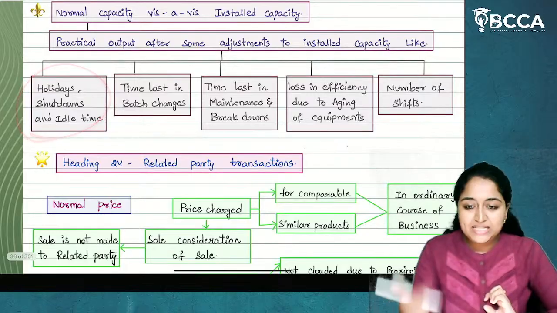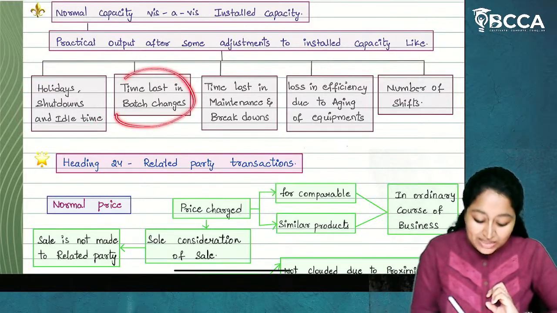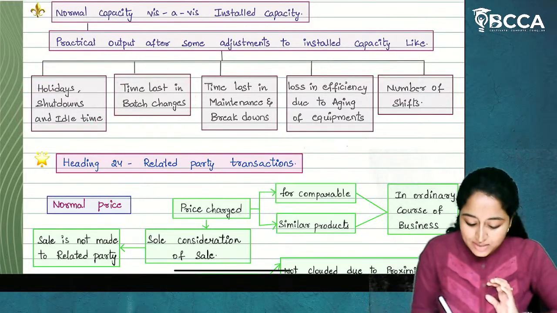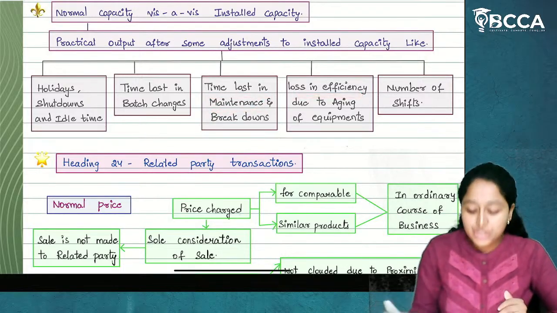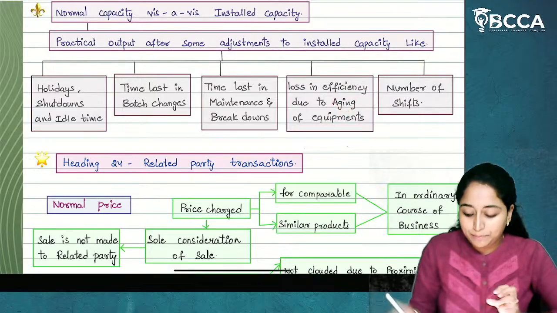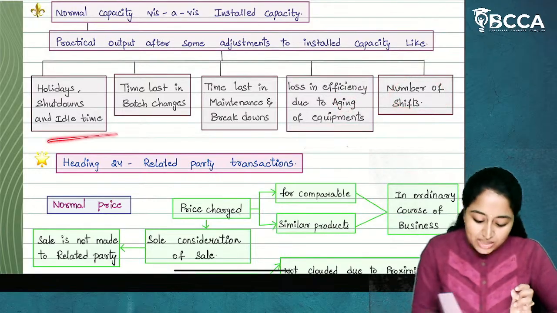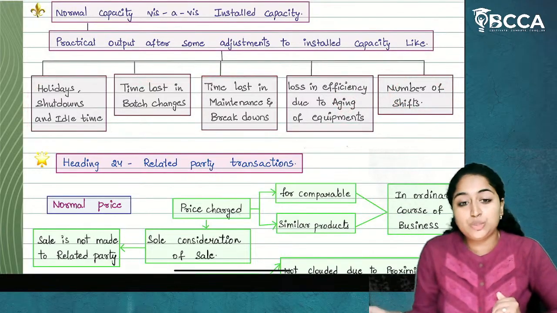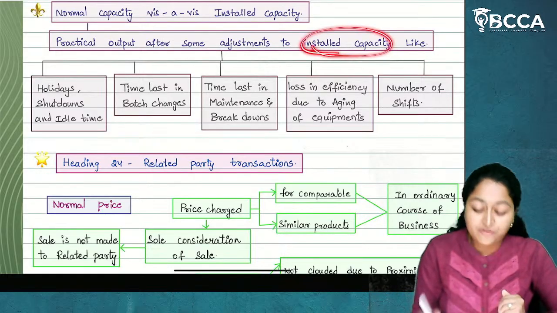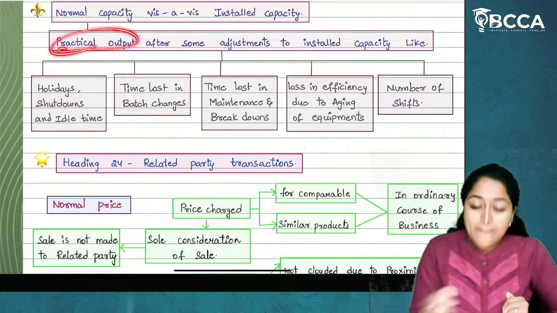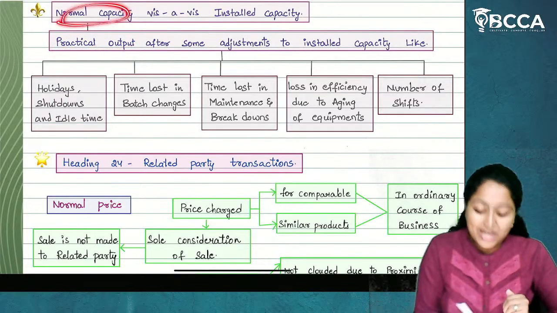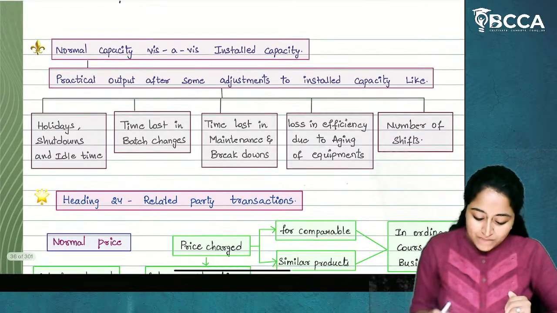Like holidays, shutdowns, idle time, time lost in batch changes, time lost in maintenance and breakdown, loss in efficiency due to aging of equipment, number of shifts. So these are the interruptions which we take into consideration when we go for installed capacity calculation to determine what is our practical output. It is called normal capacity. I hope it is clear.